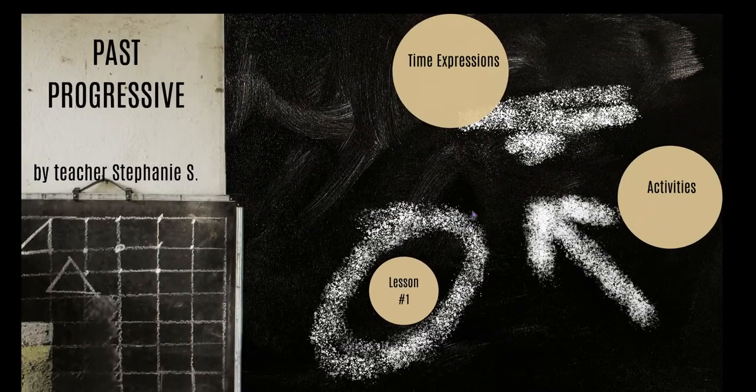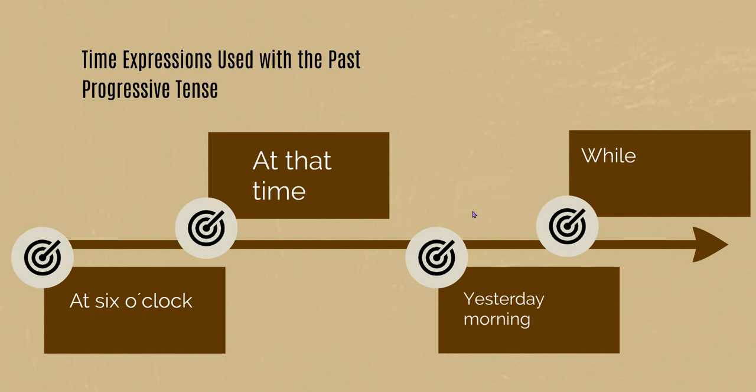Finally, let's see the time expressions that are very common in this English tense. So look at here. All of these time expressions express a very specific time in the past. Look at this. At that moment, or at that time. At 6 o'clock, yesterday morning, and also while.